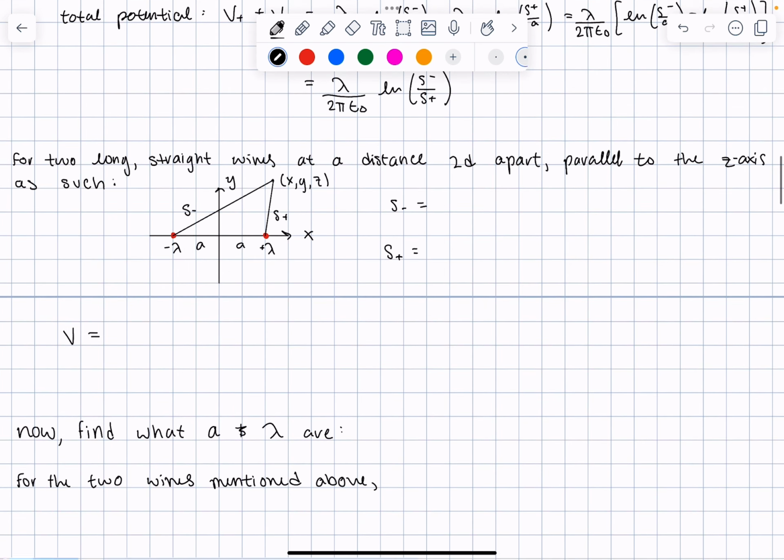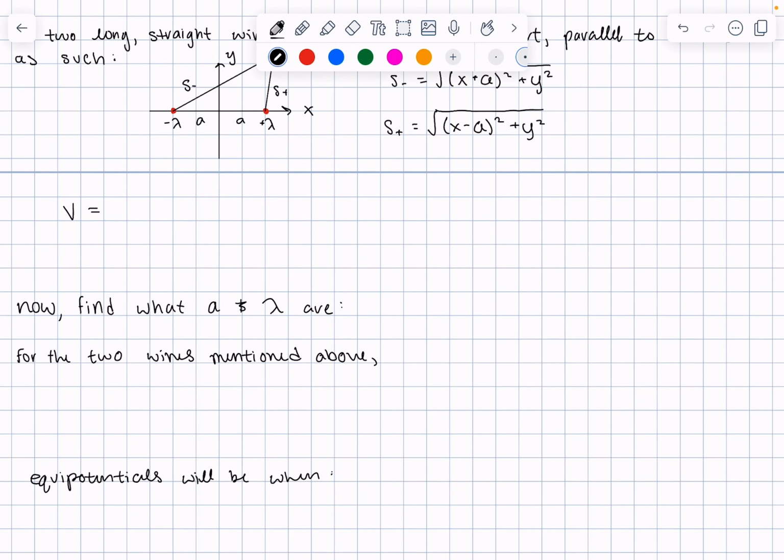So from here, and using this, now let's look at two long straight wires at a distance 2d apart that are now parallel to the z-axis rather than the x-axis as such. So we can see that in the diagram to the left, and our s minus is going to be equal to the square root of x plus a squared plus y squared. And our s plus is going to be equal to the square root of x minus a squared plus y squared. And these are just given by the Pythagorean theorem.